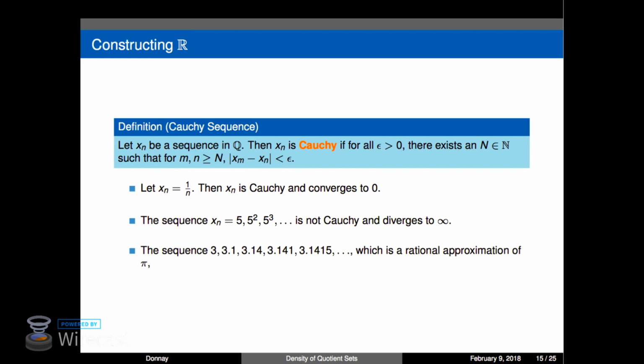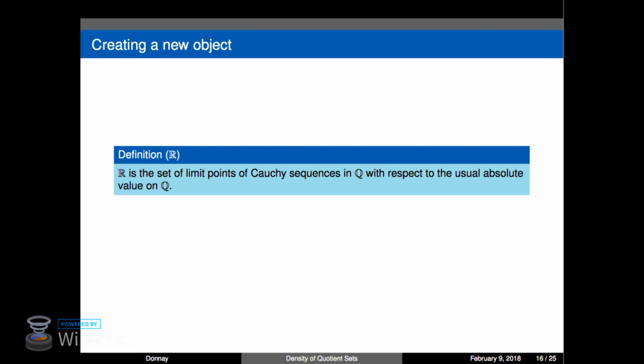And then if we have this sequence, which is a rational approximation of pi, we find that it's Cauchy, but it's not converging to an element of the rational numbers, right? This sequence converges to pi, which is irrational. And so what have we done? We found out that there's a hole living inside the rational numbers, and holes are bad. So what we want to do is we want to patch this hole. We had a bunch of rational numbers that led us to an irrational number, and we want to include that number.